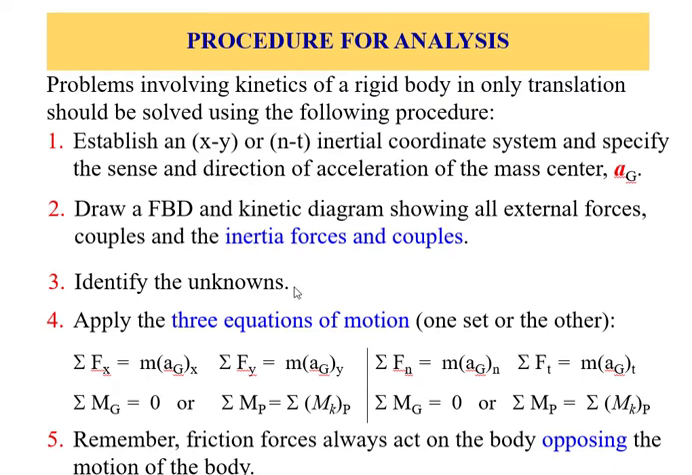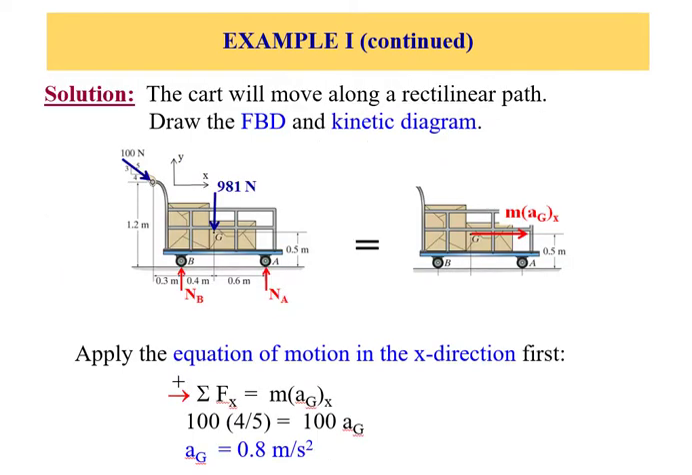We identify the unknowns, and then we apply the three equations of motion in the scalar format. Since we are already working on planar body motion, it's easy to use scalar format. And then if there's a friction, don't forget to add friction opposite to the direction of motion. Let's go to step number 1.